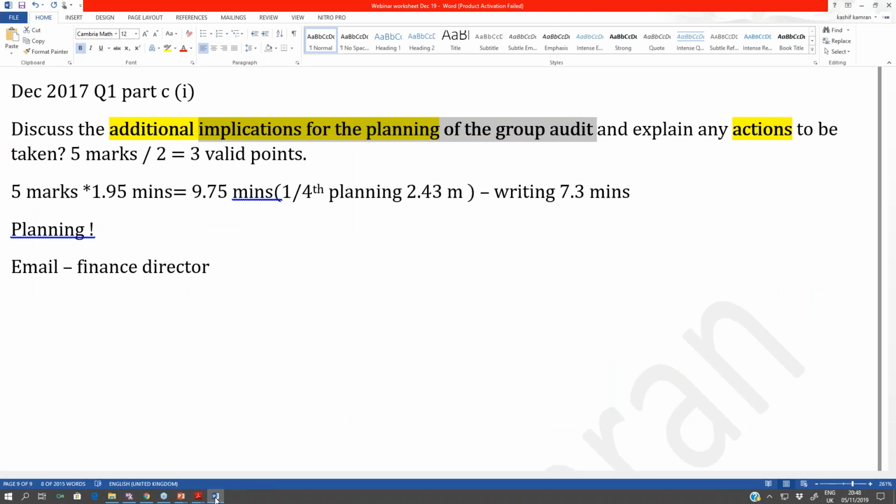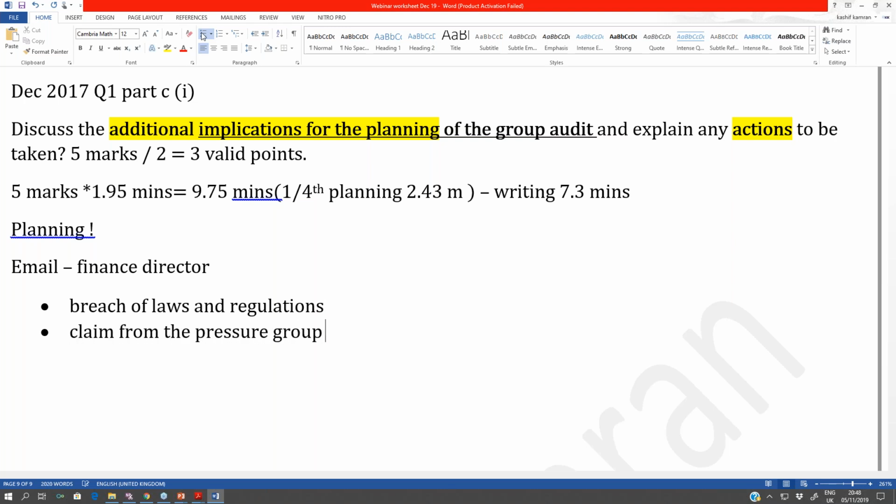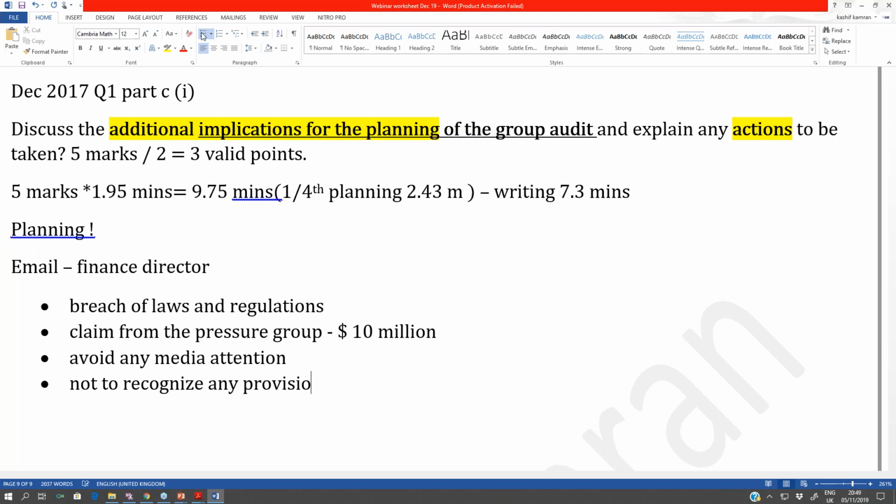Now you've seen the problem, right? What's the implication on the planning of the group audit? So the first thing we got from the email of the finance director is that there has been a breach of laws and regulations. There has been a claim from the pressure group of $10 million. The finance director wants to avoid any media attention. He wants not to recognize any liability, any provision. And lastly, he wants the audit team to speak to him only.